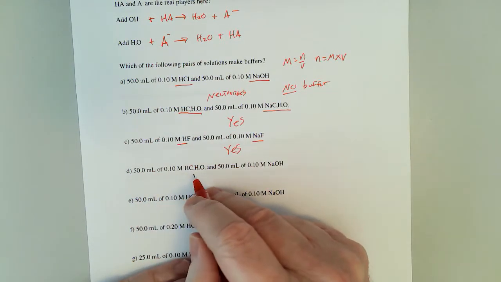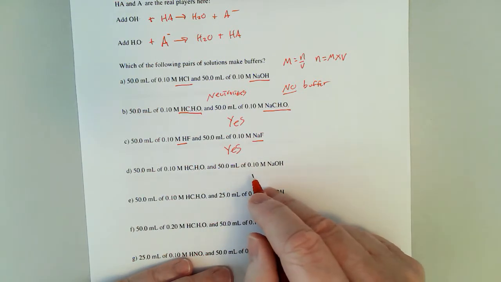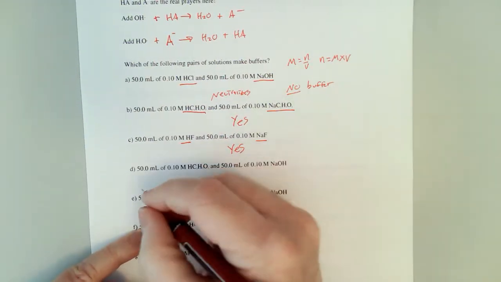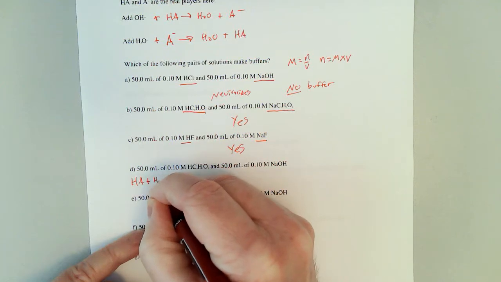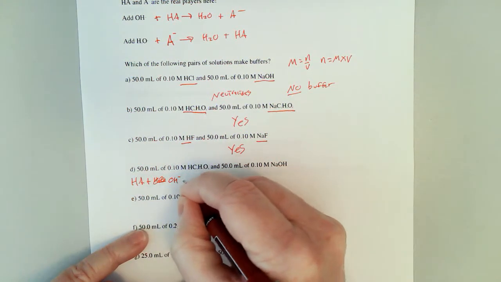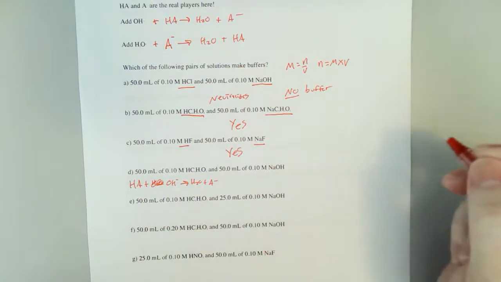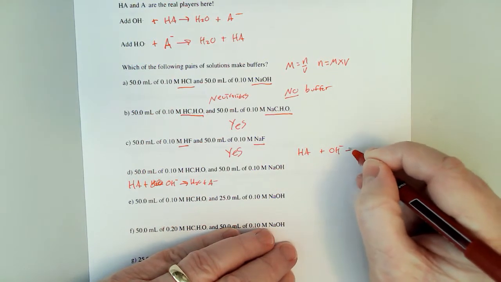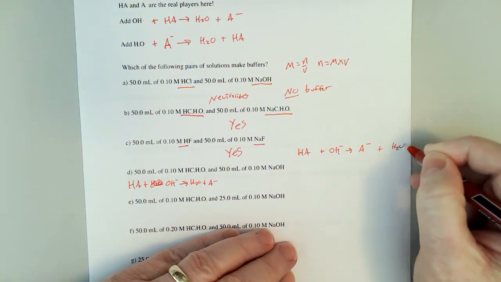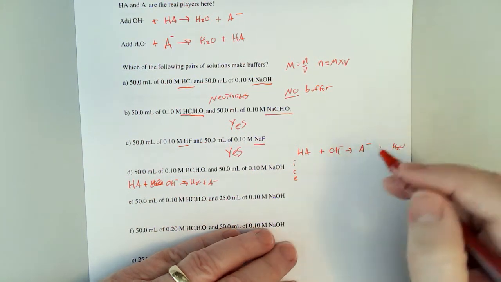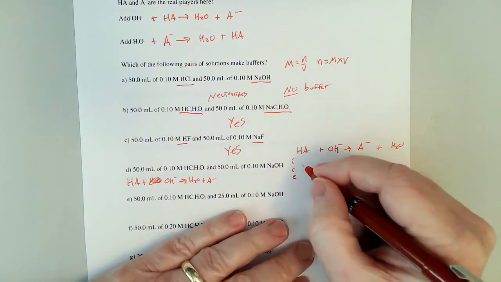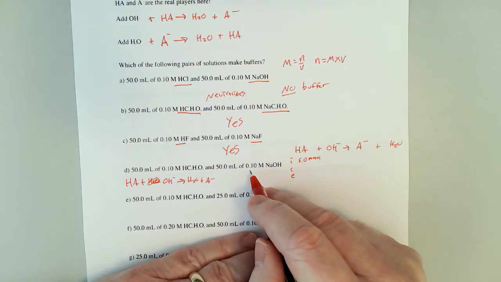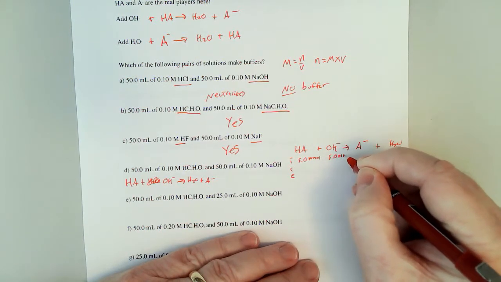We have 50 milliliters of 0.1 molar acetic acid, but we also have 50 milliliters of 0.1 molar sodium hydroxide. Now, they will react with each other via HA reacts with OH minus to give H2O and A minus. So let's just do it this way, HA plus OH minus to give A minus in water. We're going to do a little mini ICE type table. 50 milliliters times 0.1 molar is 5.0 millimoles. And 50 milliliters times 0.1 molar is 5.0 millimoles.